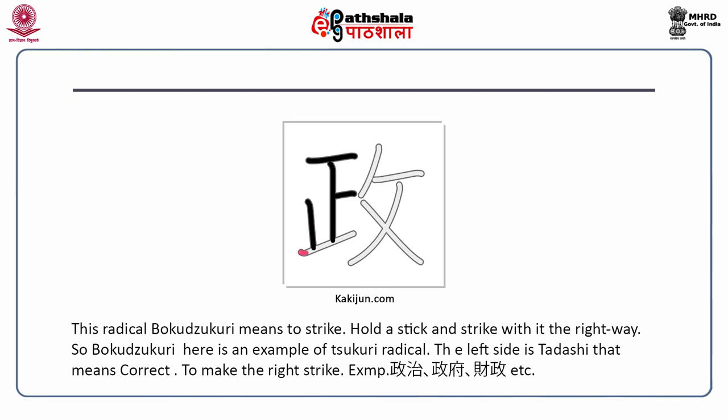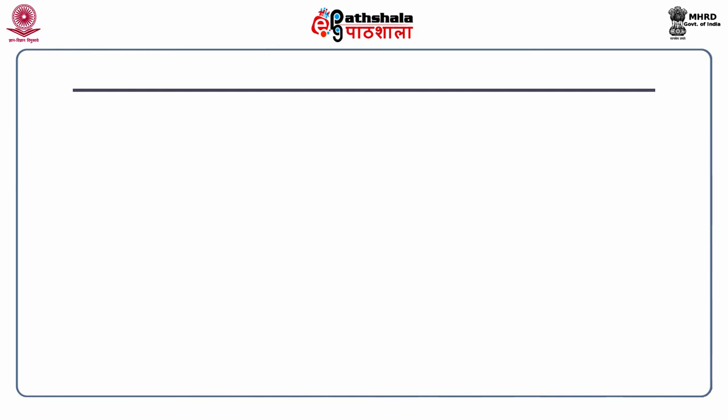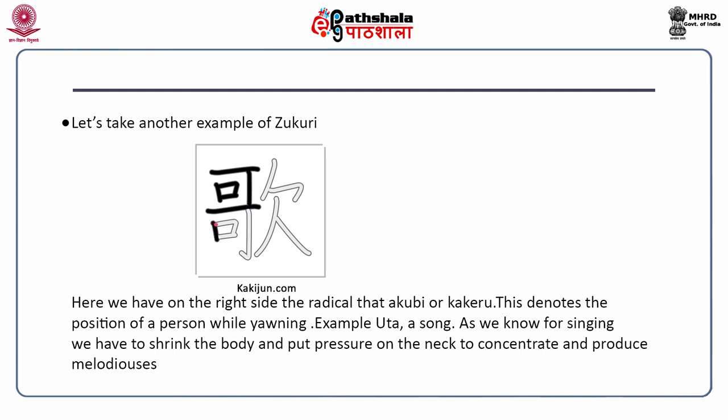This radical bokuzukuri means to strike, to hold a stick and strike with it in the right way. Bokuzukuri here is a radical exemplifying tsukuri, and on the left hand side we have the letter tadashi, so make the right strike. This kanji sei has compounds like seiji, seifu, zaisei, etc. Let's take another example of tsukuri.